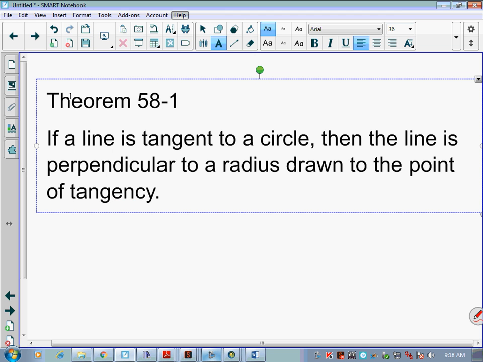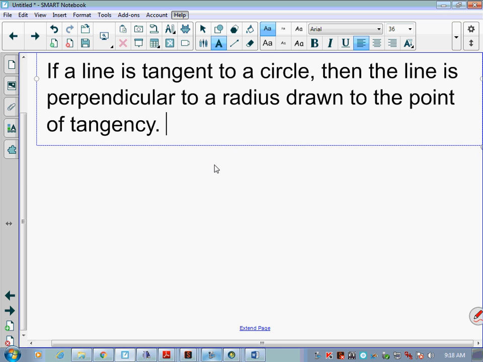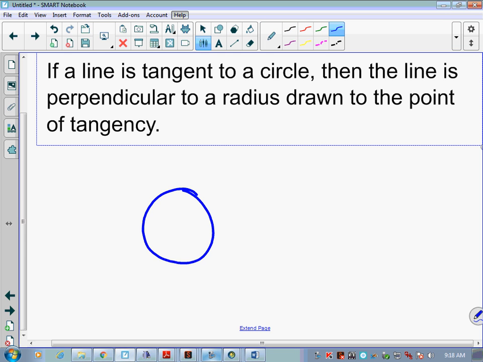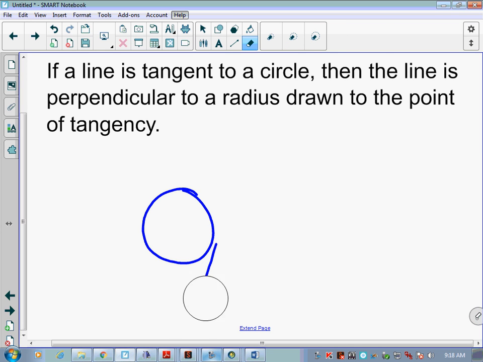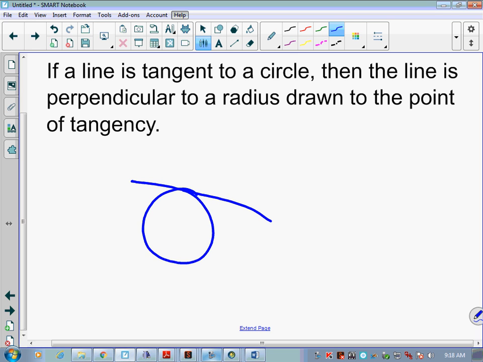Because how many radii can I draw in a circle? An unlimited number of radii. So if I have a circle and a tangent, well, it's somewhat tough to draw a line that touches a circle at exactly one point. Let's make it look a little bit more like a line. Okay, let's call that my tangent line.